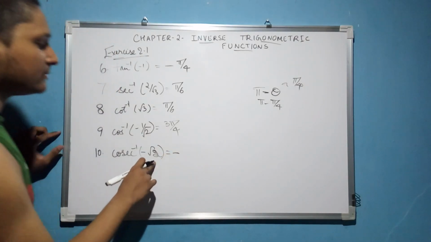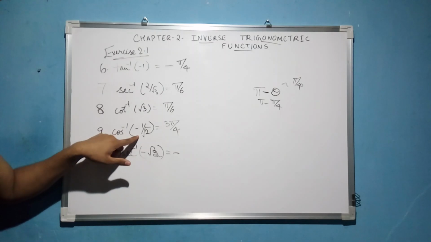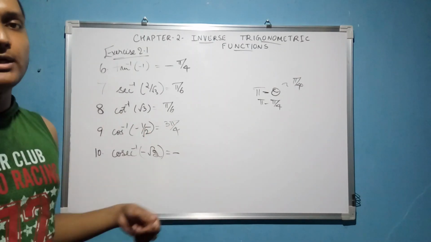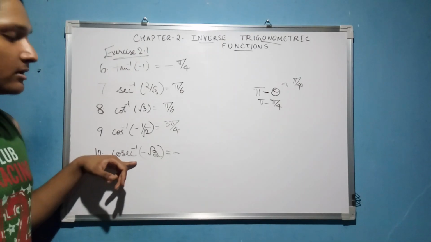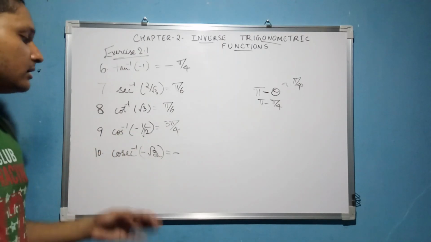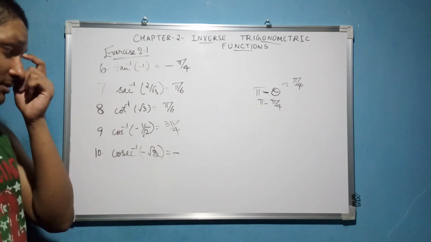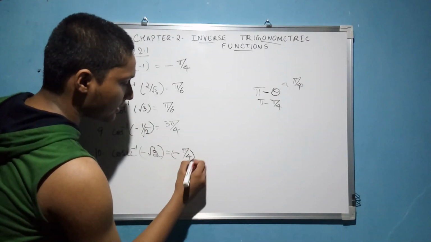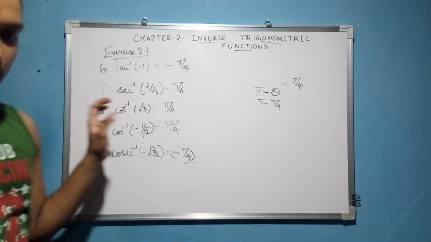Okay, then it is 1 by root 2. That is very similar to this one, because cos pi by 4 is equal to sin pi by 4 is equal to 1 by root 2. So cosec of that also will be root 2. Okay, so it has to be pi by 4 minus pi by 4. Okay, next we'll move on to the next questions.